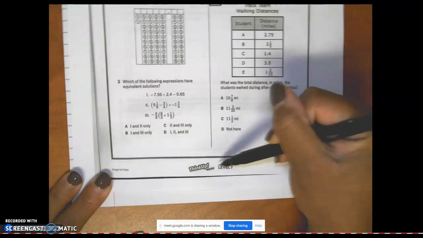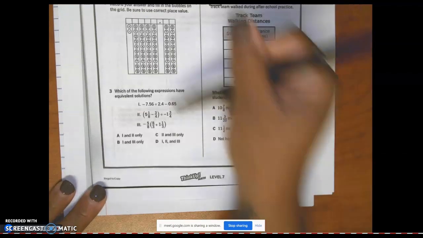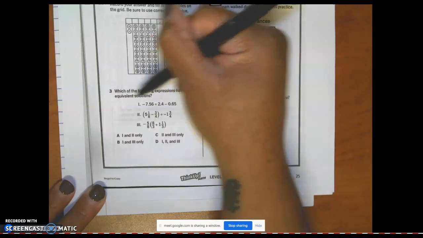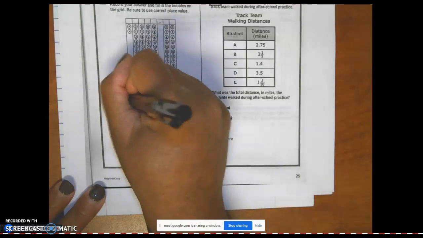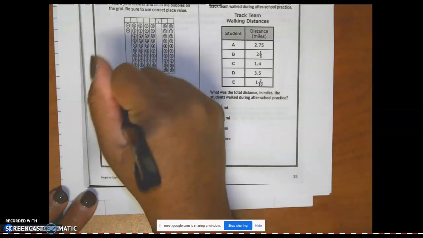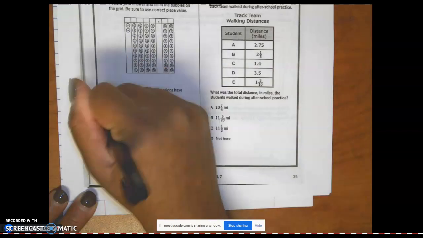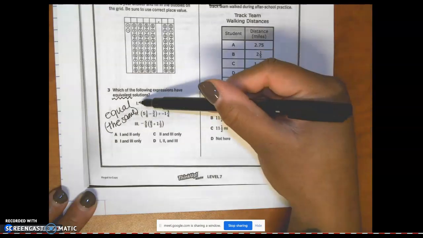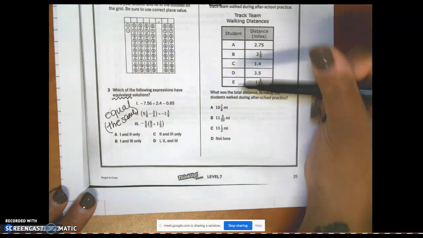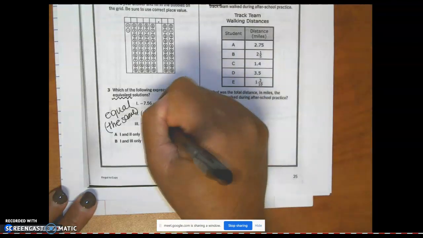So we're going over the TUMs assignment, page 25, question number 3. Which of the following expressions have equivalent solutions? What does equivalent mean? Equal, the same. All right, so I have 1, 2, 3 problems within this one problem to work out, and I need to see which ones are equal. So we'll have to solve this one, and this one.